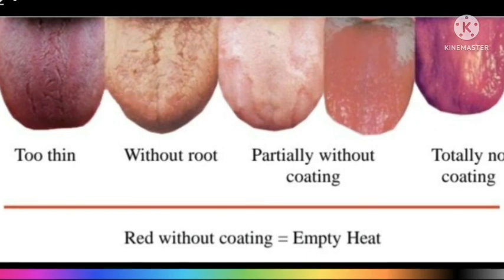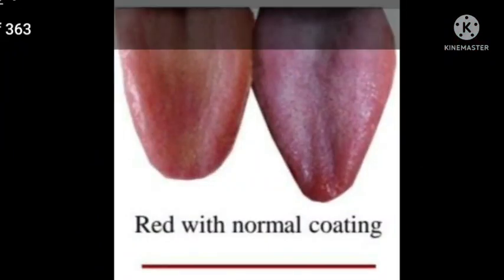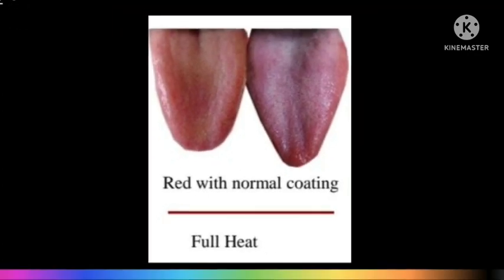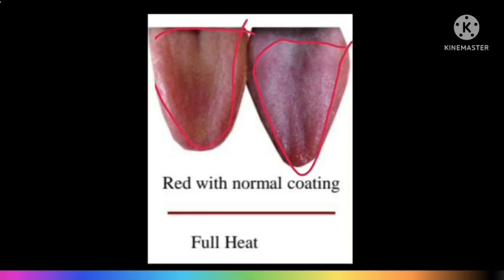But in the case of full heat, I am showing the tongue of that too. In the case of full heat, the tongue will be red with normal coating or yellow coating. You can see the coating, how it's equally distributed on the tongue, and with this there will be yellow coating on the tongue surface.